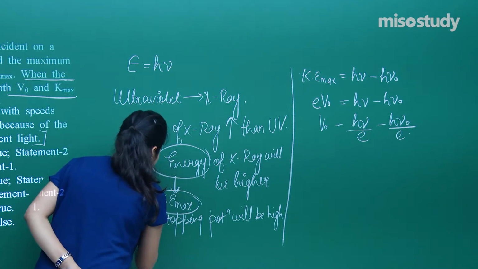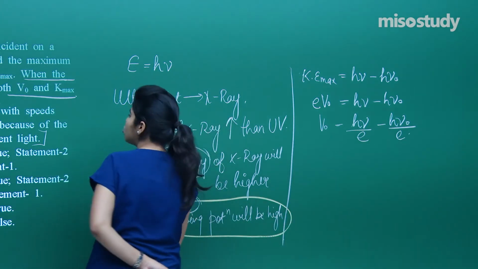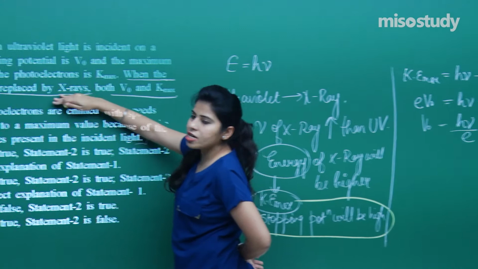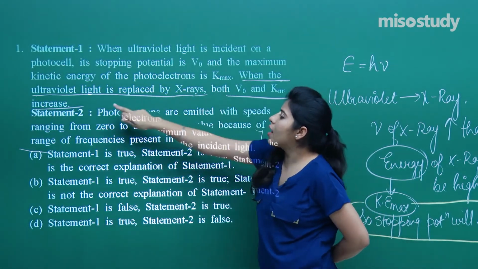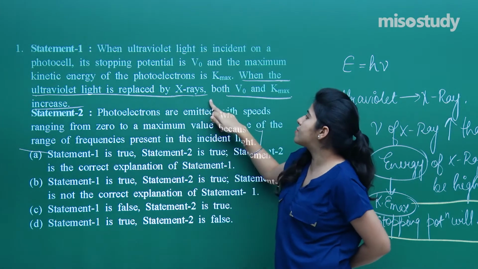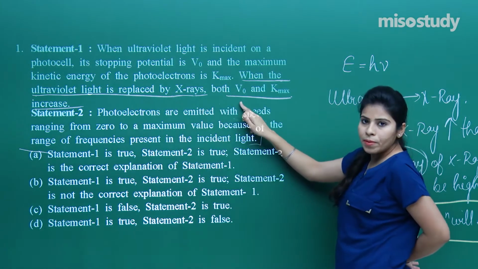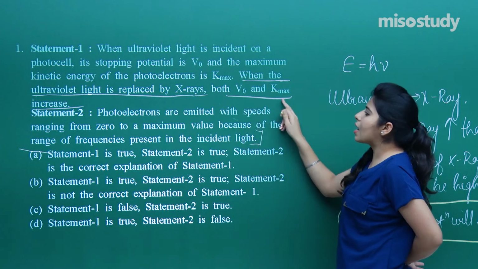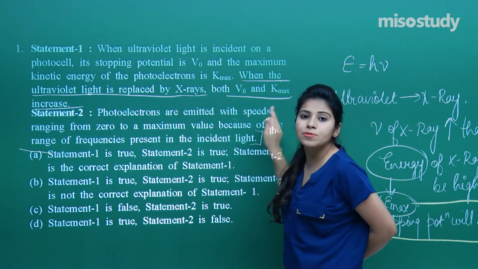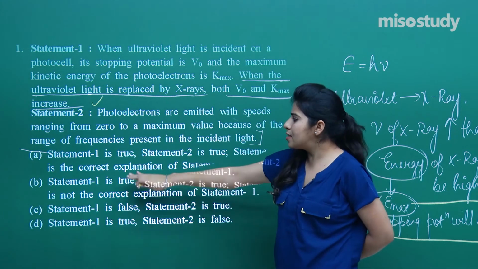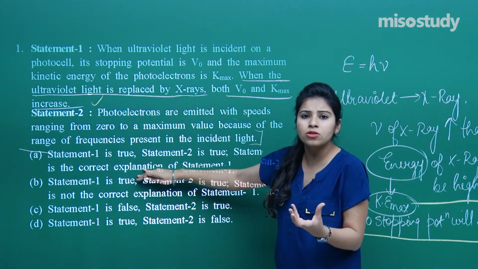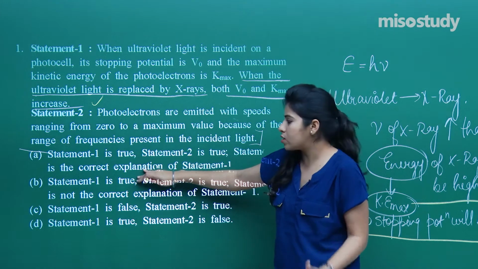We have concluded these two things, and so we can say this statement is correct. Why? Because on changing the light from UV to X-ray, we have seen that both the stopping potential and the kinetic energy max have increased. So this statement is correct. Now let us see and ignore those options which are irrelevant for us.